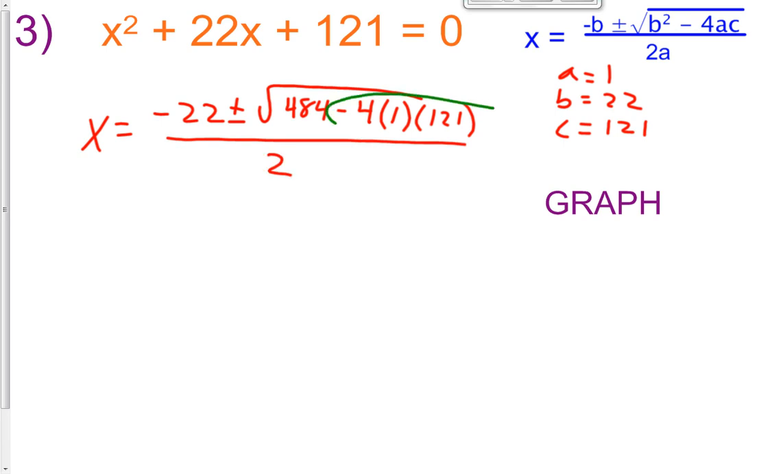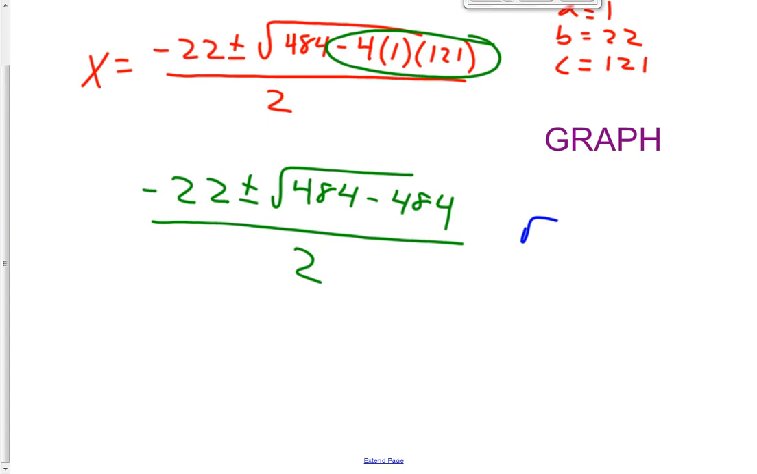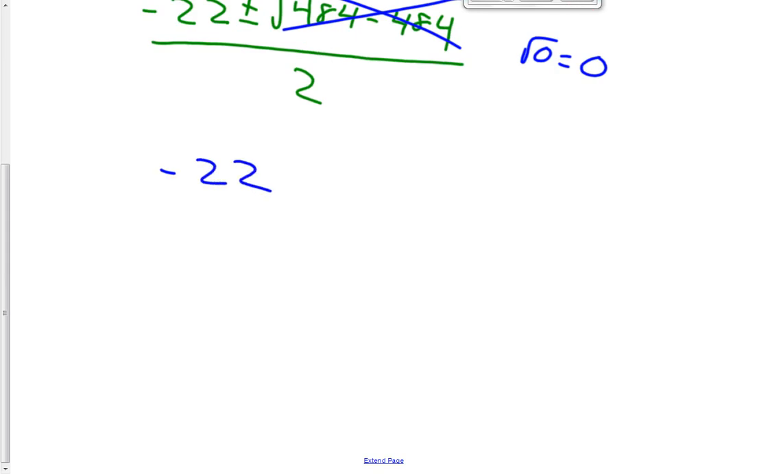So now we're going to multiply these three numbers by each other. A negative 4 times 1 times 121 is a negative 484. So negative 22 plus or minus the square root of 484 and a negative 484, all of that divided by 2. Notice what happens to your radical. 484 minus 484 is 0. And the square root of 0 is just 0. So this is now gone. We don't have any more radical. And it's just a negative 22 divided by 2. That's what x equals. So x equals a negative 11.